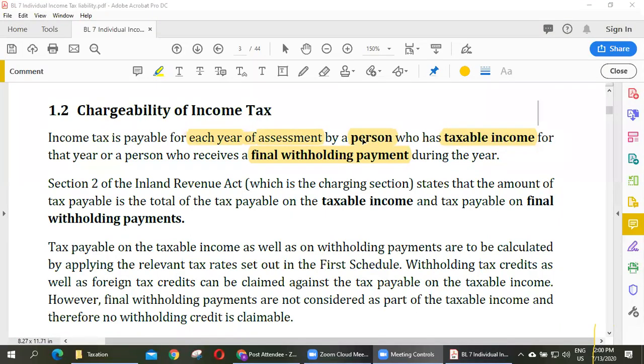Person means an individual, right? As a common term, it's an individual, but in tax terms, the person has a certain definition. We will look into that later in today's lesson. And who has taxable income for the year? The person should pay tax on taxable income. That's why the majority of us are not paying income tax.